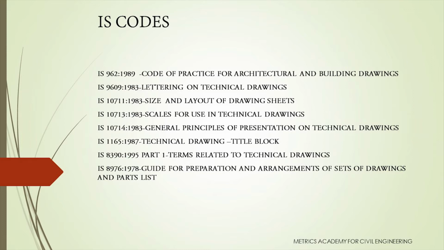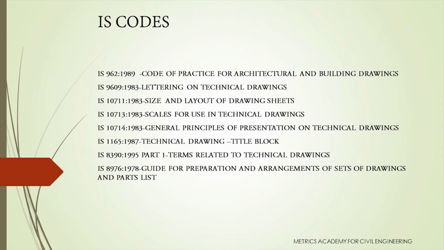The next is IS 10713-1983. It's for scale for use in technical drawings. The next is IS 10714-1983, General Principles of Presentation on Technical Drawings. The next is IS 1165-1987. It's for technical drawing on title block.